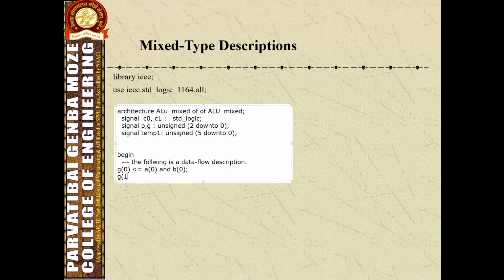Similarly for G1, here also the AND operation should be performed. Similarly for bit 2, it should hold the result of the AND operation of the second bit of A and B, and end with a semicolon. So this is the data flow description.